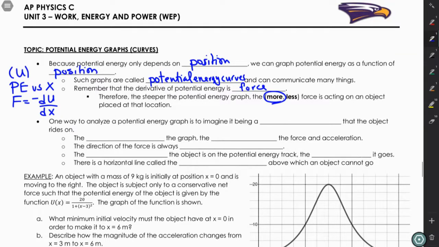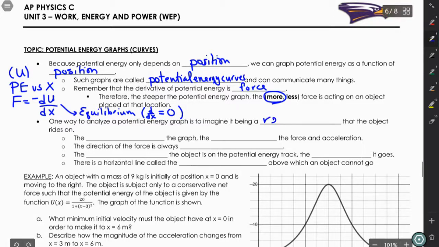Therefore, the steeper the potential energy, the more force is acting on an object placed at that location. I didn't point it out, but understand that from this information, you could find the equilibrium point as well. If you remember from calculus, when you set the derivative equal to 0, you're finding where the slope is 0. In this case, if the derivative of potential energy is force, this is where equilibrium occurs.